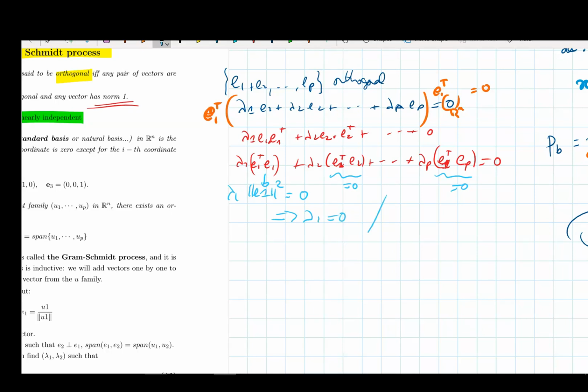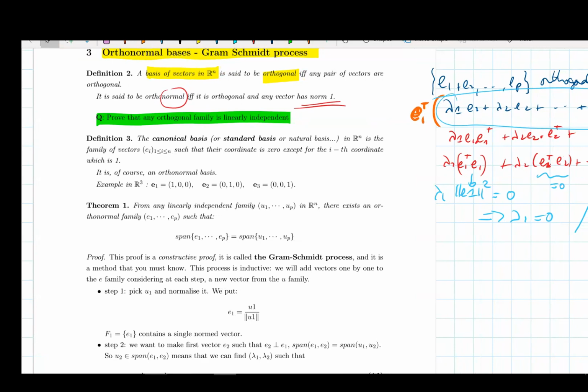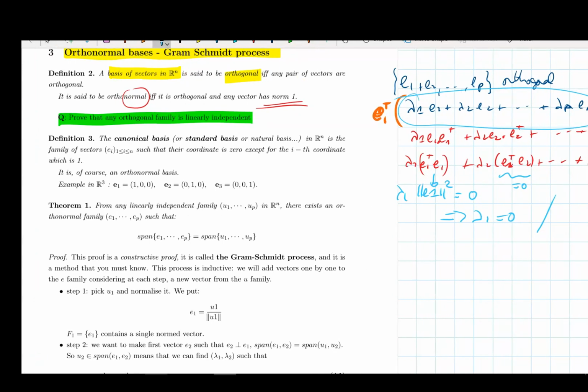Then, using the same technique, I multiply my original expression by E2 transpose and then by any of the Ei transpose. That will give you the result with only lambda i times the norm of the Ei vector squared, which should be equal to 0, and so lambda i is equal to 0. Okay, so that's it. Any orthogonal family is linearly independent, provided the zero vector does not belong to the family.